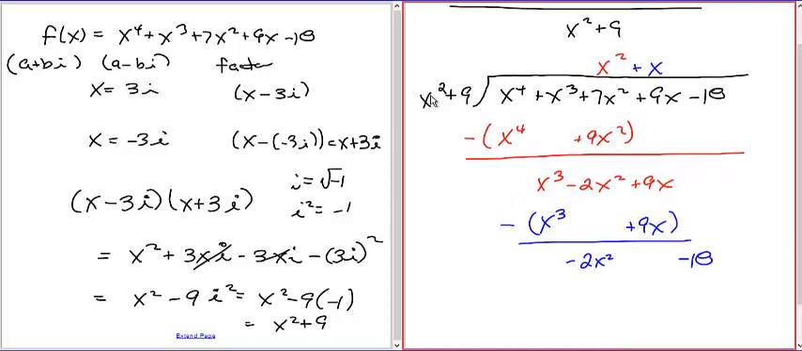Okay, so what number do I multiply x squared by to get negative 2x squared? Negative 2. So I get negative 2, multiply negative 2 times x squared, I get negative 2x squared, multiply negative 2 times 9, I get negative 18. I'm going to subtract those, and I'll get 0. So that means that this gives me this result with no remainder.